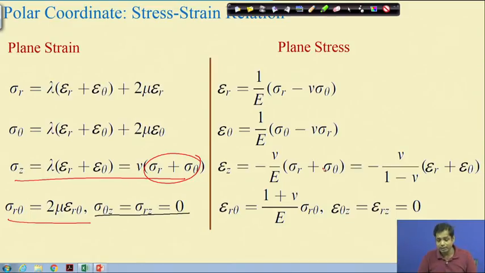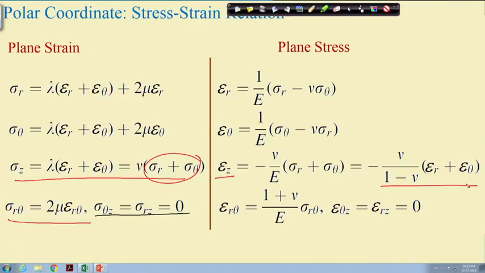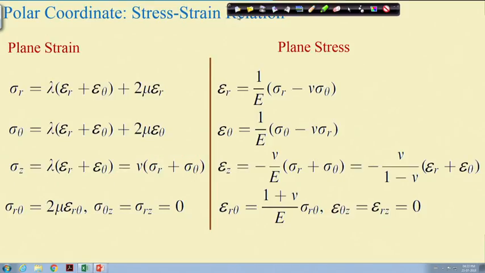Similarly, for a plane stress problem, all the components of stress in the z direction are equal to 0, but it does not mean that strains are also 0. We can have epsilon z, but that epsilon z can be obtained by knowing epsilon r and epsilon theta. Please note that whenever epsilon theta is written, it essentially means epsilon theta, and epsilon r means epsilon r. That is the notation we use.